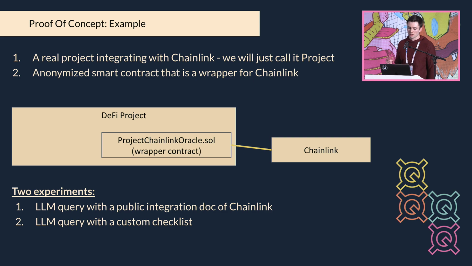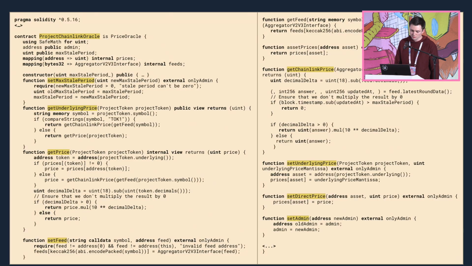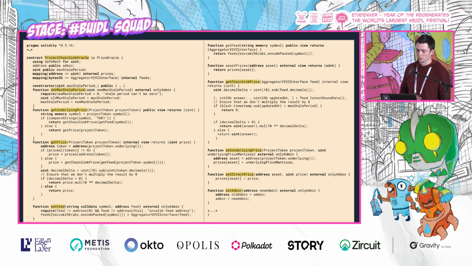The first part of this check was we used an LLM query with the public integrations checklist provided by Chainlink. We're basically going to take the documentation straight from Chainlink, take the contract code that we've audited, and give them both to an LLM and see, can it give us security recommendations based off of just the documentation that Chainlink has. And then second, we're going to give it our own internal auditing checklist and see how that does as well.